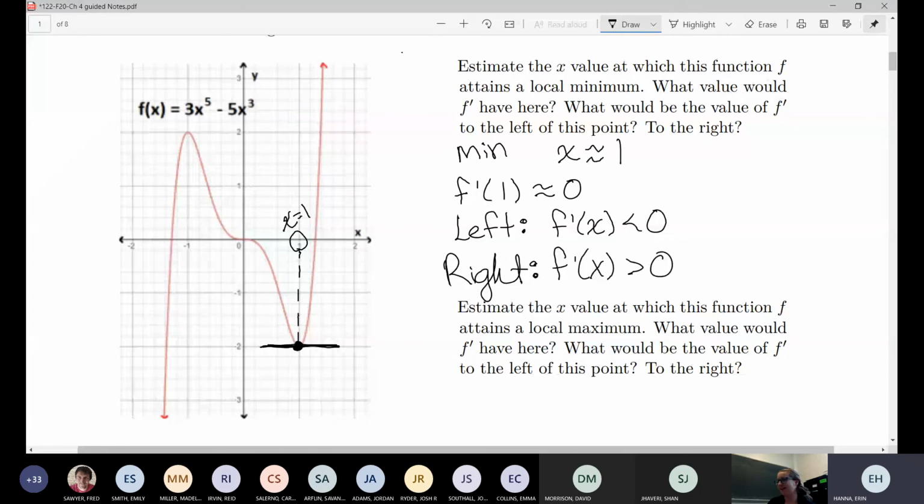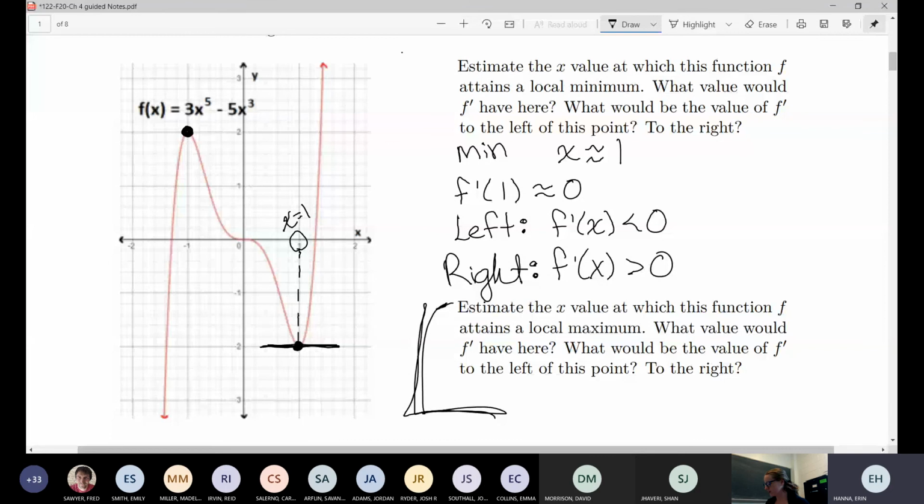I know I'm running out of time, but really quick, and then I'll talk about your quiz. I'll reiterate this last piece on Thursday, but essentially when we look at our max, it's going to be the opposite. To the right, it's going to be positive, and to the left, it's going to be negative. When I say it, I mean the derivative. And that's not a coincidence. That's actually what we're going to be using to find whether these are maxes or mins.